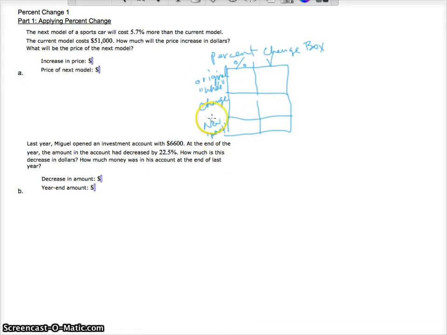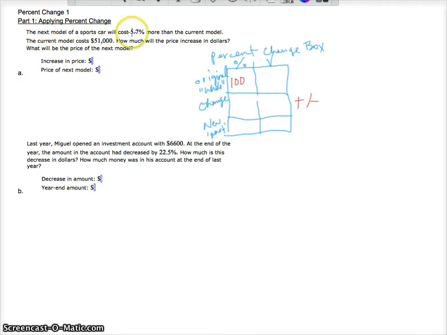So we're still going to set up our part to our whole, but the whole is actually going to be on top now. In the percent column, the original percent box is always 100. The change is what our percent or price change would be, and the new is what we're going to end up getting or what we are already given. And to find the change, we're going to add or subtract things.